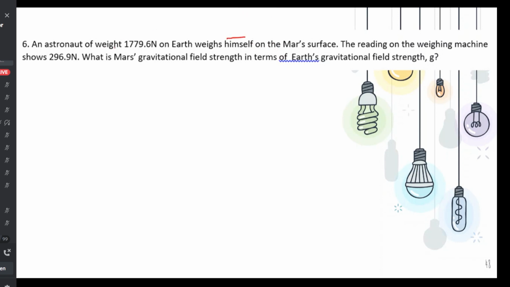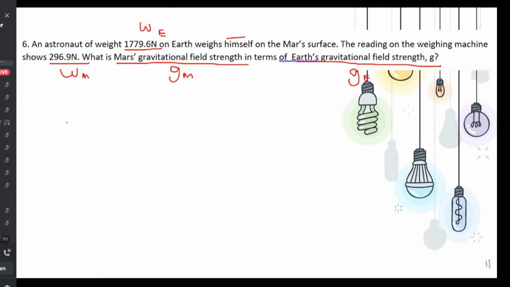So first, an astronaut of weight 1779.6 Newton on Earth weighs himself on the Mars surface. The reading on the weight machine shows 296.9 Newton. So this one is weight on the Earth, and this one is weight on the Mars. What is the Mars gravitational field strength in terms of Earth's gravitational field strength? So they're asking g_M is what in terms of g_E?